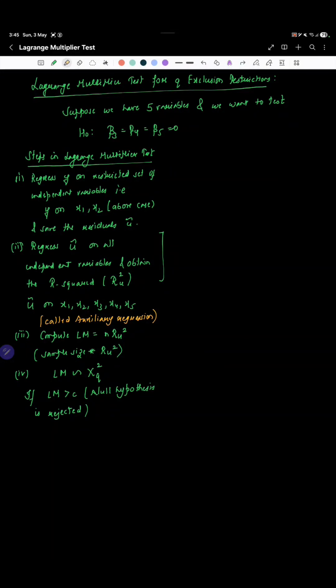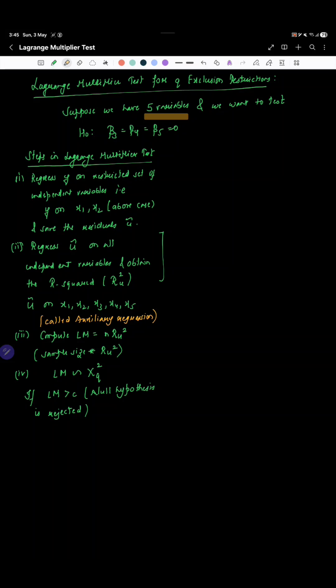In this short video, we will try and understand the Lagrange multiplier test for small q exclusion restrictions. It means suppose we have 5 variables in a regression model and we want to test whether 3 of the variables are jointly statistically significant or not. Then we can use the Lagrange multiplier test.